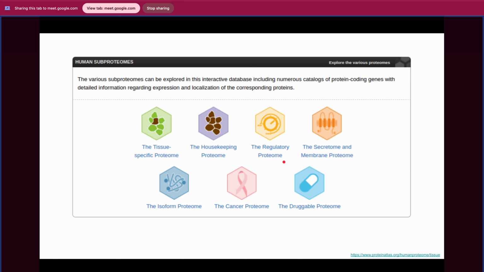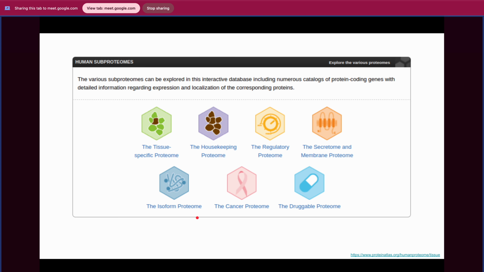And then regulatory proteome. So if some protein has a role in the regulation of some pathway or any regulatory role, it will be categorized under regulatory proteome. Similarly, some membrane proteins or secretory functional proteins, they will be categorized under this secretome.